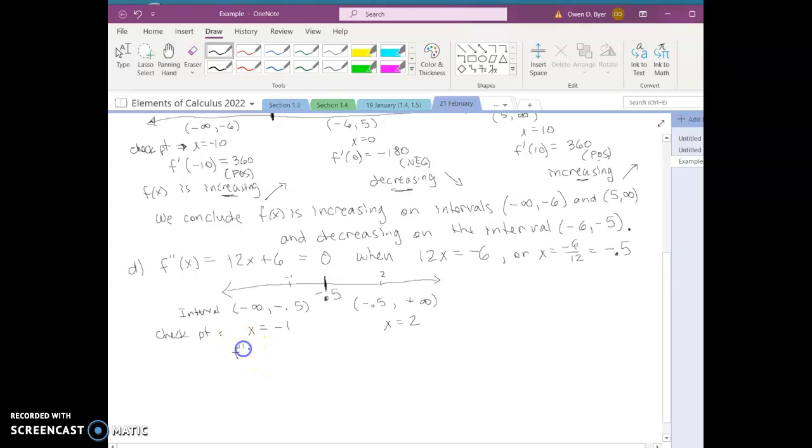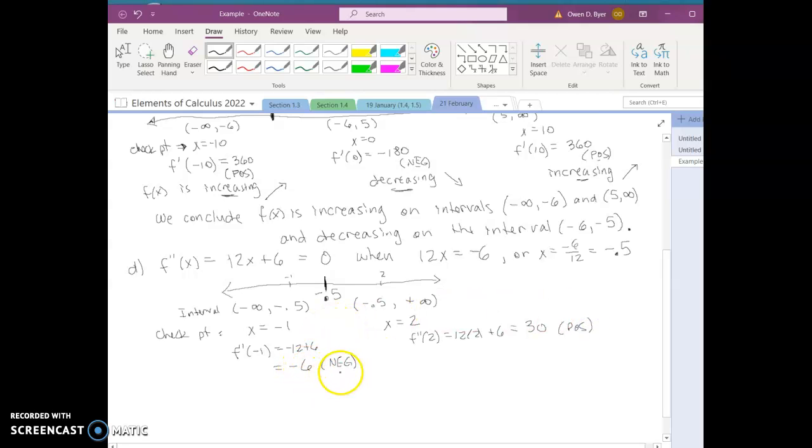So f double prime of negative 1, we plug negative 1 in here, and we get negative 12 plus 6, which is negative 6. That's negative. And when we plug in x equals 2, we get f double prime of 2, which is 12 times 2 plus 6. That's a big number. That's 30. That's positive.